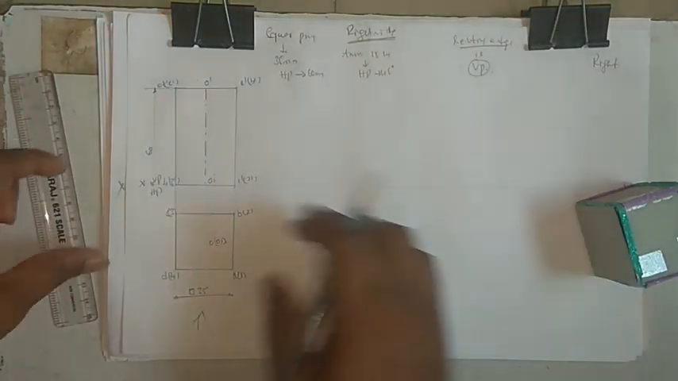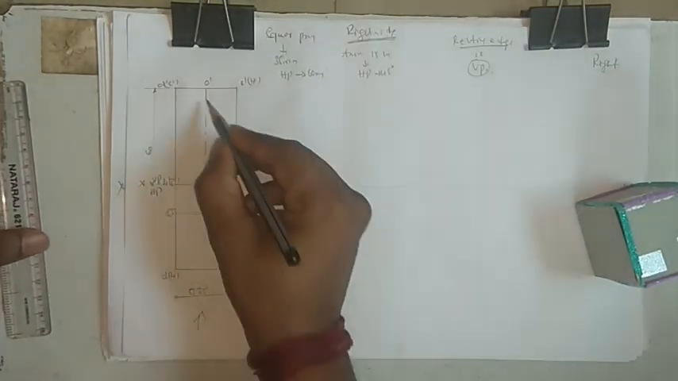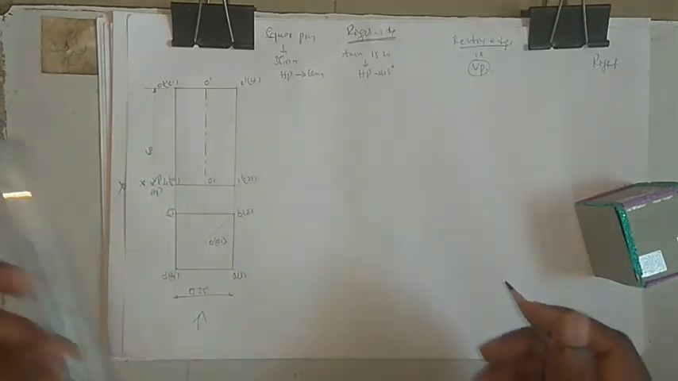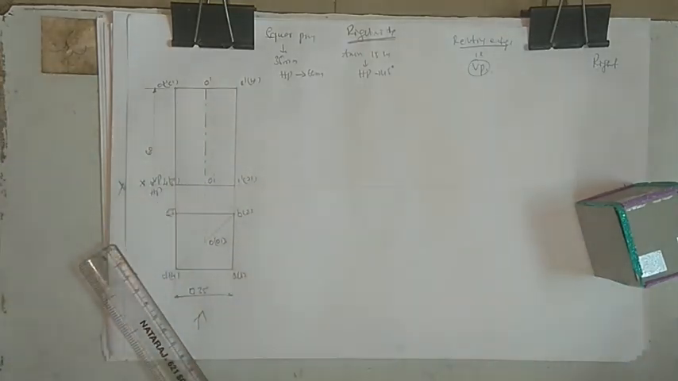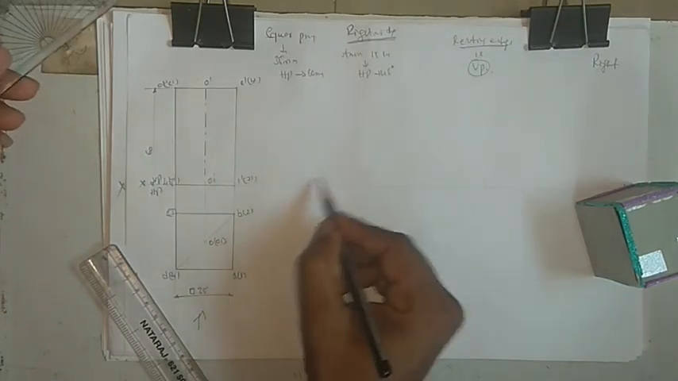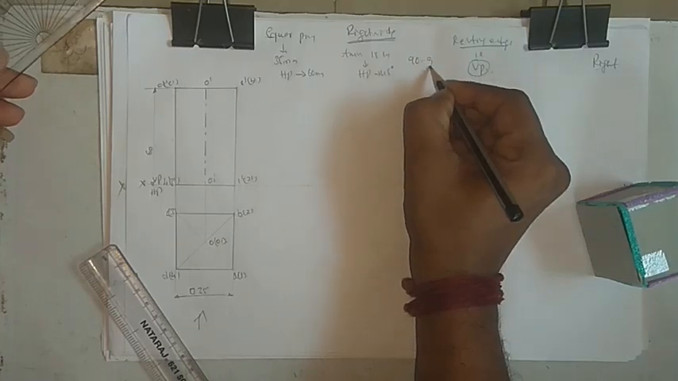Okay, so now the axis is inclined. This line is inclined at 45 degrees, which means this is also inclined at 45 degrees. Normally we will take any one reference point here. We need 45 degrees on this side, so we'll take 90 minus the given angle.